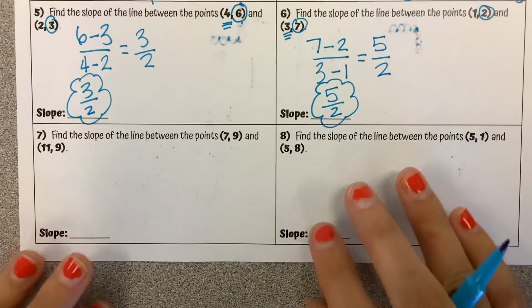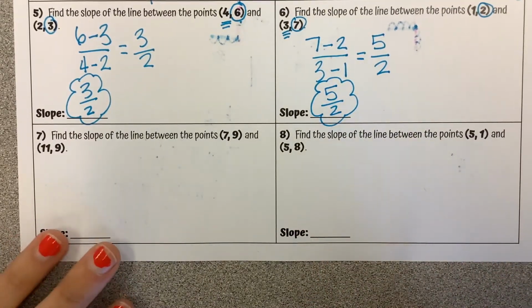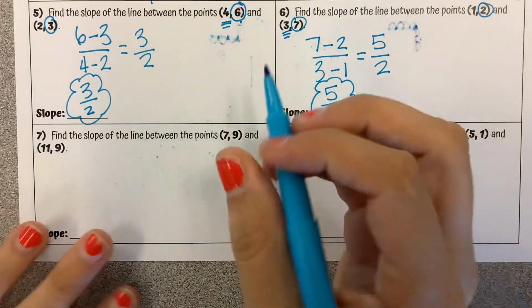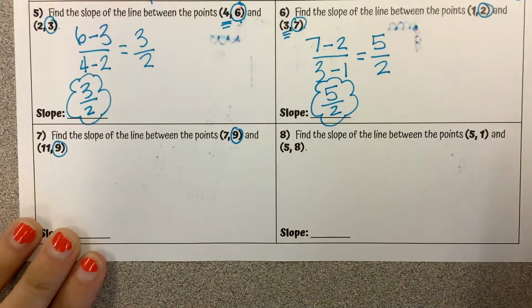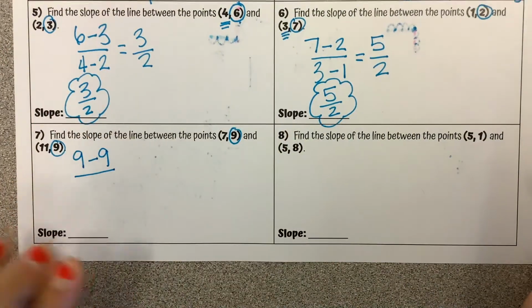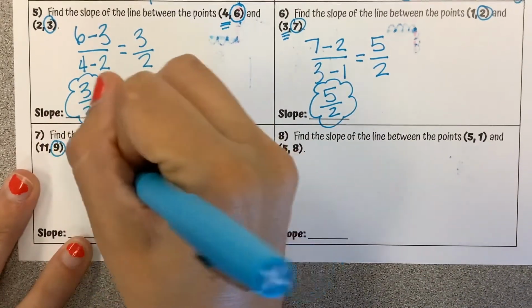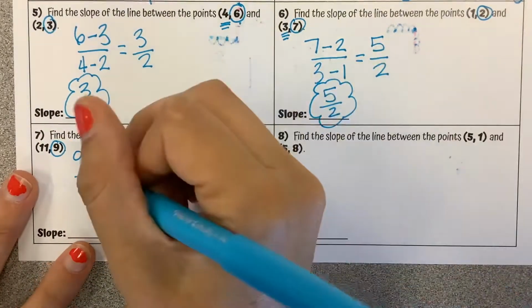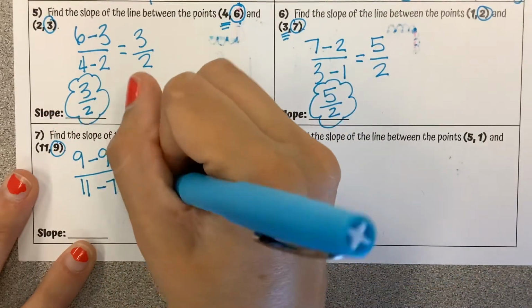Now we're going to look at our 2 special case scenarios. Find the slope of the line between (7, 9) and (11, 9). Looking at my y values, they're both the same, so it doesn't matter the order that I do it in. 9 minus 9. And then I'm going to start with my bigger x, 11 minus 7. 9 minus 9 is 0. 11 minus 7 is 4.